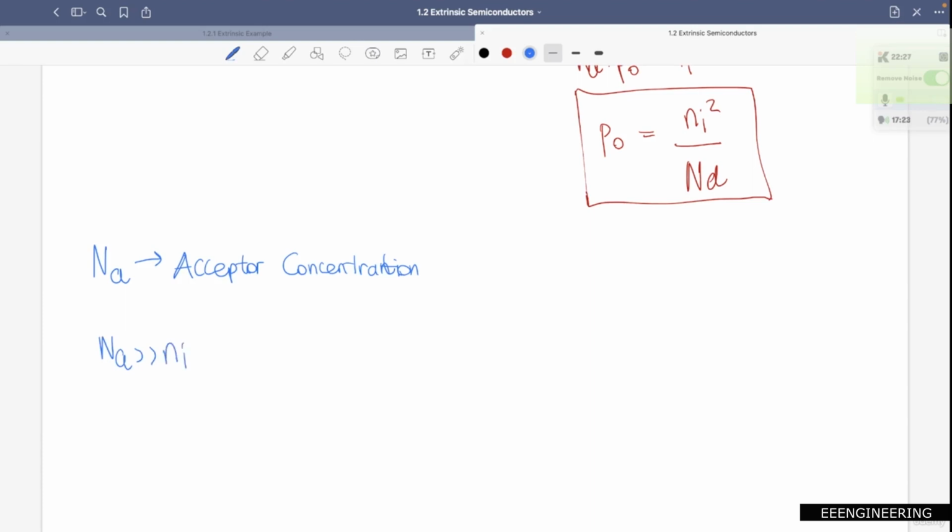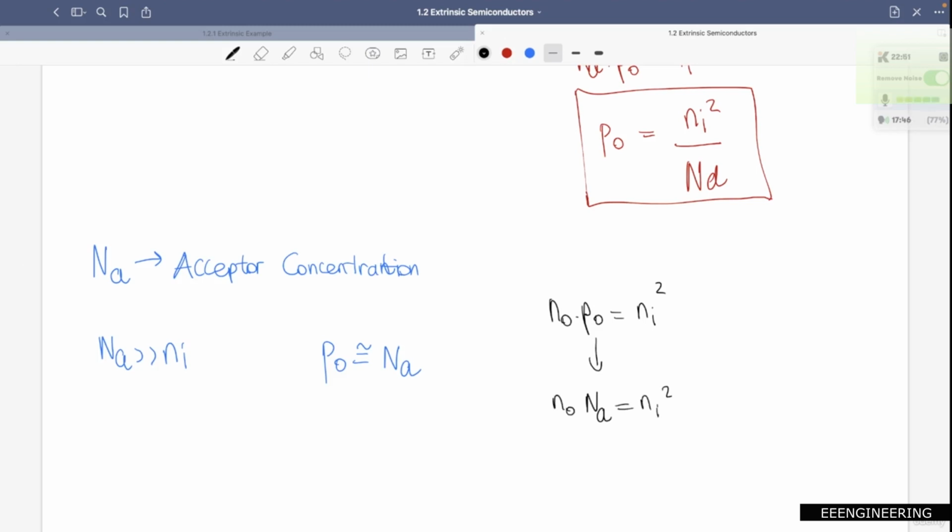In that sense, what we're going to assume is that the hole concentration is approximately equal to the acceptor concentration. And again, we can manipulate the equation we have. N0 times P0 is equal to Ni squared. We can simply substitute P0 with Na, so N0 times Na is equal to Ni squared.